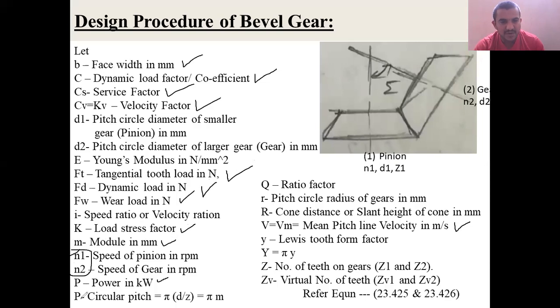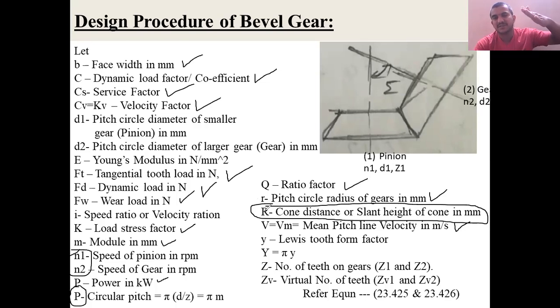Capital P stands for power, small p stands for circular pitch. As you know, circular pitch is pi into module, or module is nothing but d by z. And Q is the ratio factor, R is the physical radius of the gear, and one more additional terminology is capital R. What does capital R stand for? It is a cone distance or slant height of cone. It is the distance between the apex of the cone to the crown of the bevel gear.